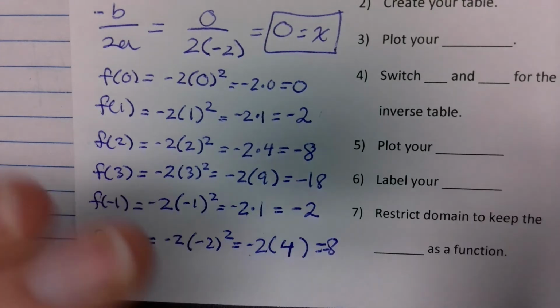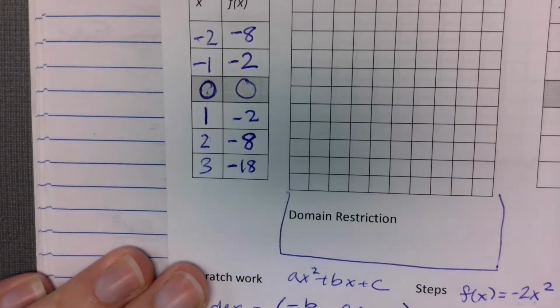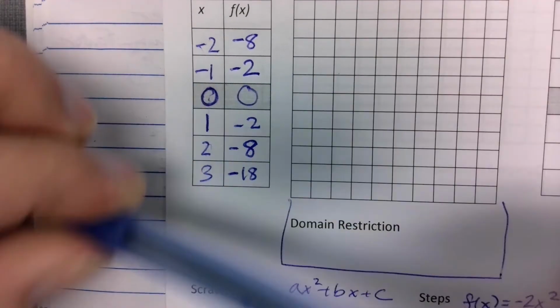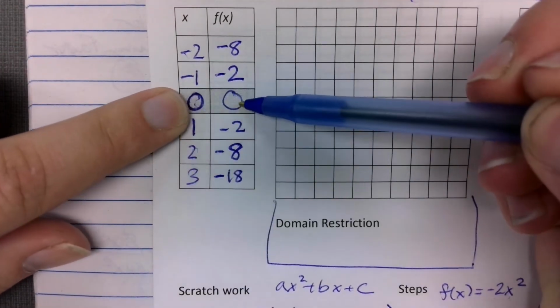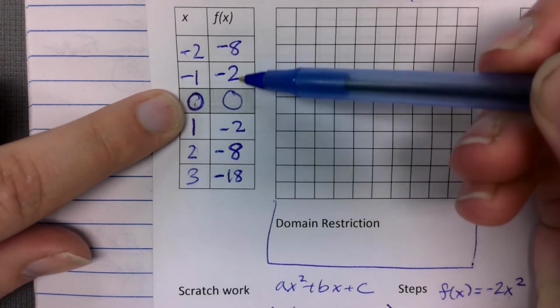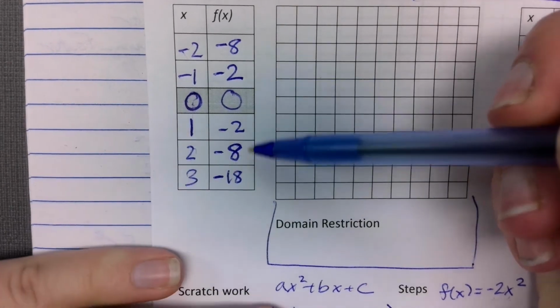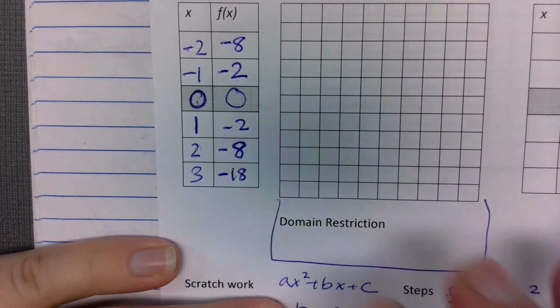Okay. What I really am hoping you'll see is, if I look, this is my center point, right? Your vertex is always your center point. What do you notice? It mirror images. Does that make sense? So that's what I was hoping you would notice.